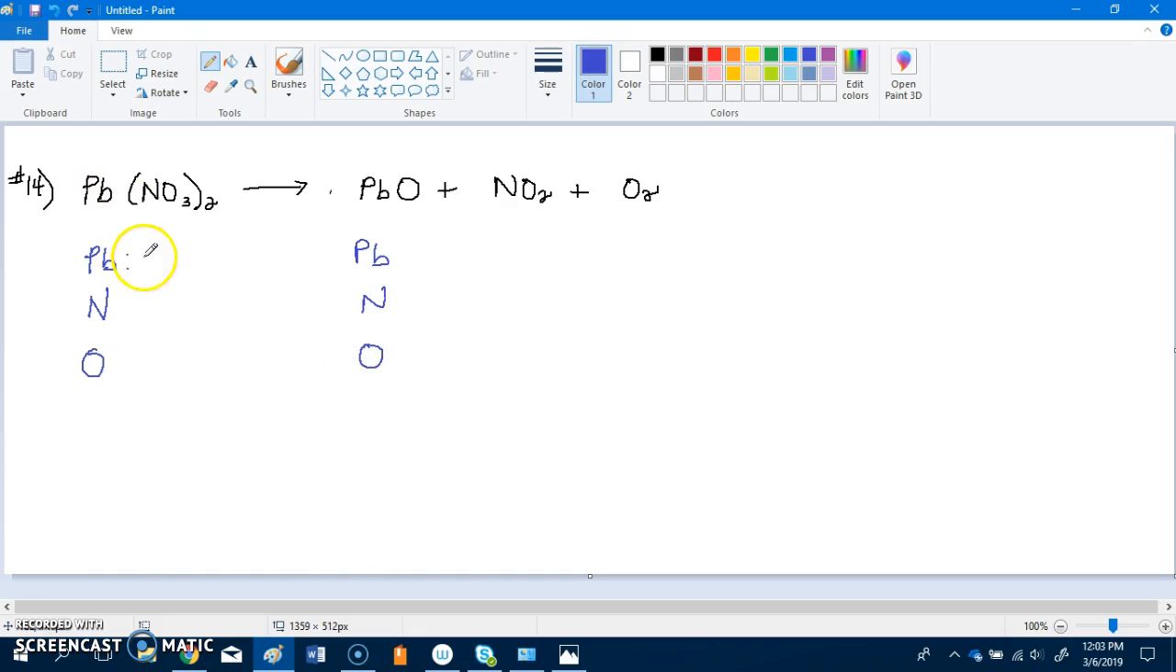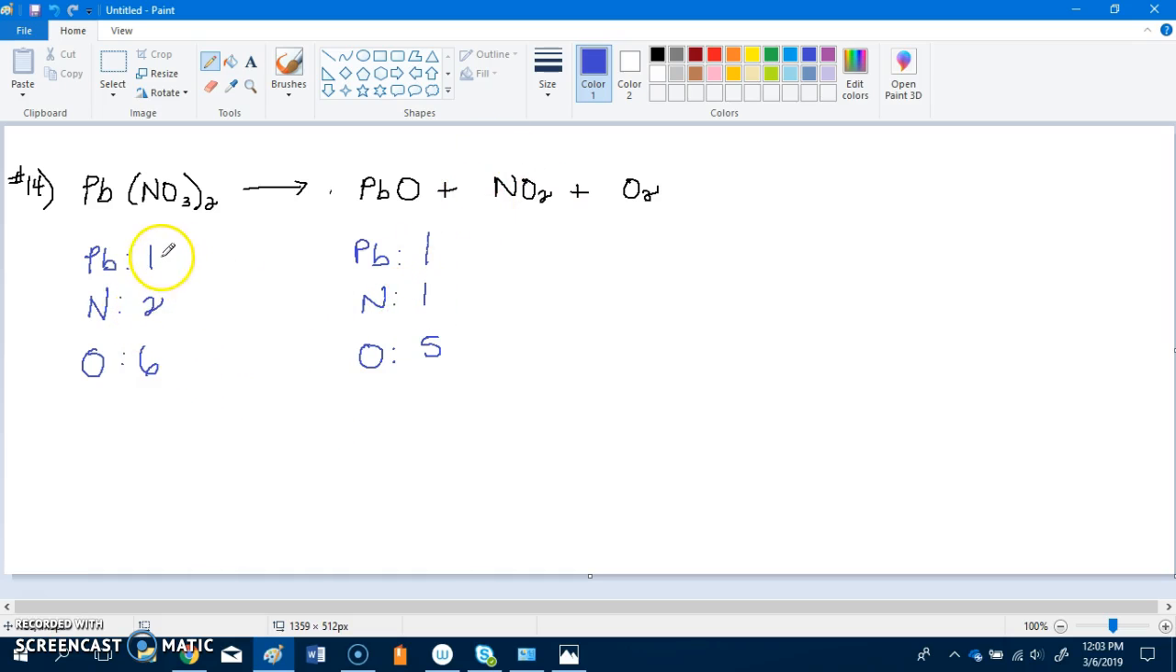Then I have one lead on this side. I'll have 2 nitrogens, and 2 times 3 would be 6 oxygens on the reactant side. And then on the product side, I have 1 lead, I have 1 nitrogen, and I have 2 oxygens plus 2 oxygens is 4, plus 1 oxygen gives me 5 oxygens altogether.